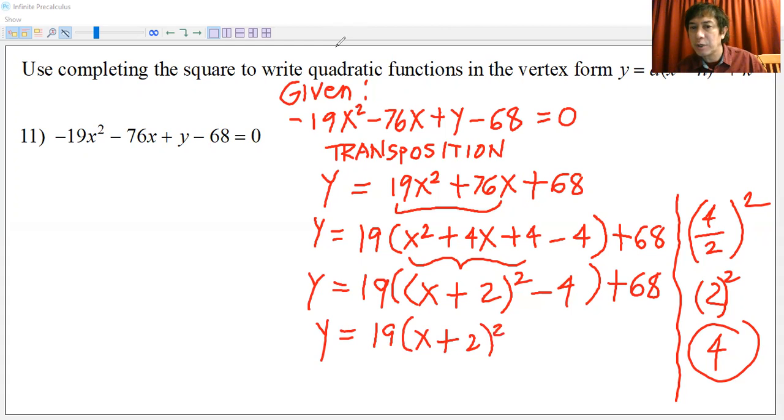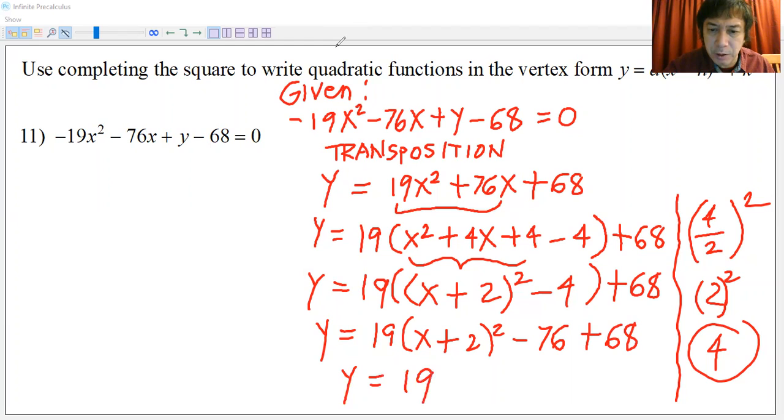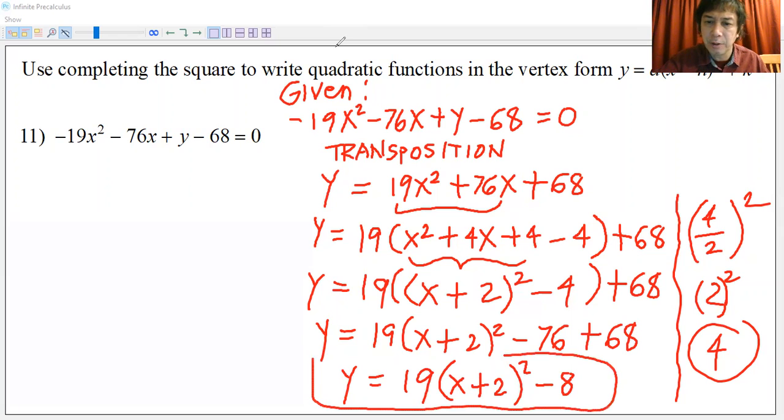We now have 19 times the negative 4, so it's a negative 76. Plus 68. This is now 19 times x plus 2 squared. It's now the combination of 68 positive and the 76 negative. 76 is larger, so the result will be negative. And that will be 76 minus 68, that's a negative 8. And so this gives us the vertex form. Okay, that's the vertex form.